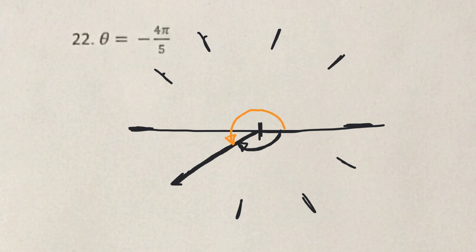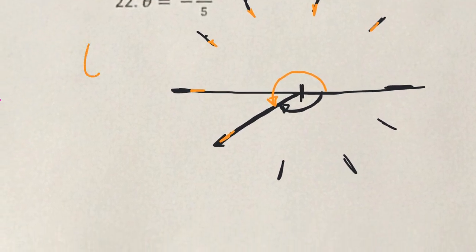So let's first talk about our positive angle. How many pi's over 5 have I gone in the positive angular direction? I've gone 1, 2, 3, 4, 5, 6. I've gone 6 pi over 5 radian angle measures.